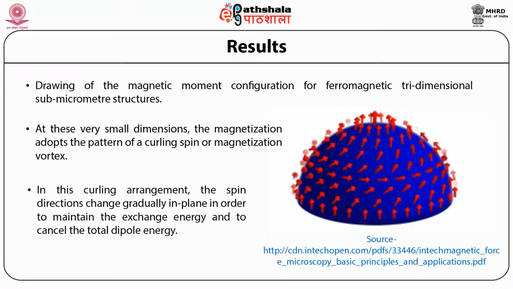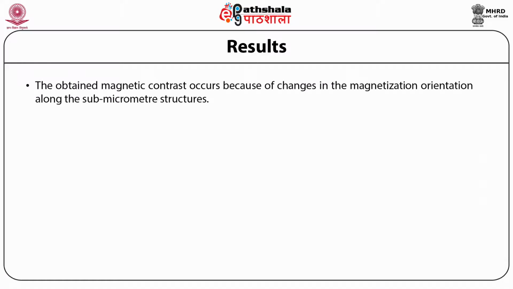In this curling arrangement, the spin directions change gradually in plane in order to maintain the exchange energy and to cancel the total dipole energy. This has been shown in this slide very effectively. The obtained magnetic contrast occurs because of the changes in the magnetization orientation along the sub-micrometer structures.